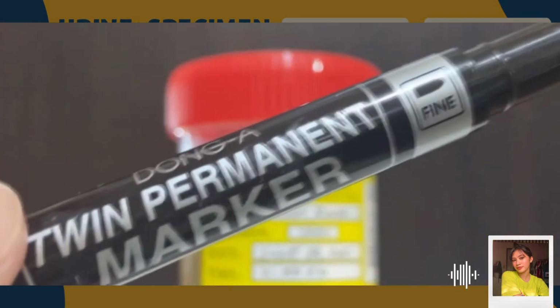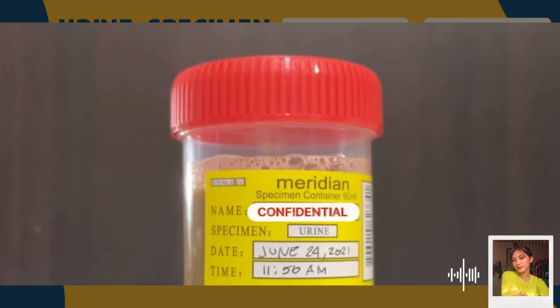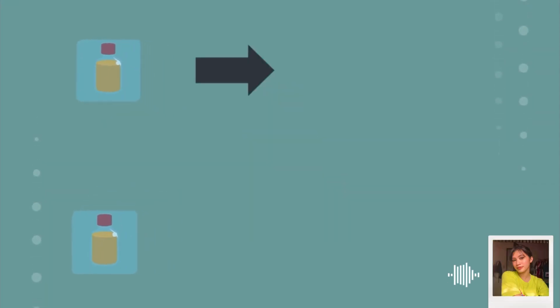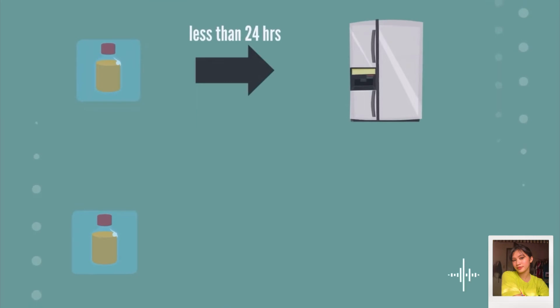Lastly, label the specimen container with the name and time of the collection and place it in the specified area or hand it to the phlebotomist for labeling. And bring the specimen to the lab within 1 hour of collection or store refrigerated for up to 24 hours.